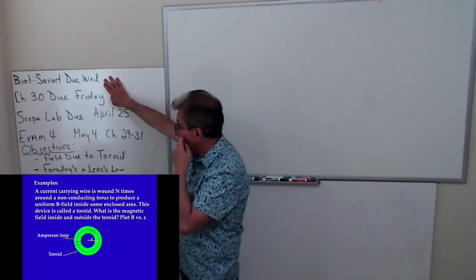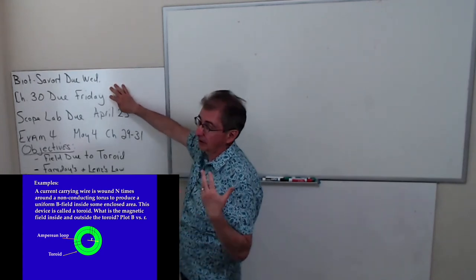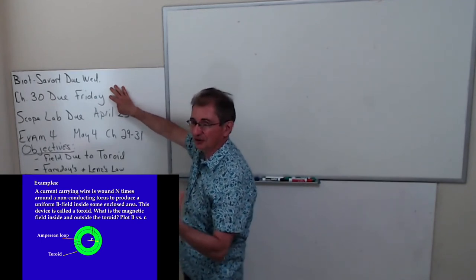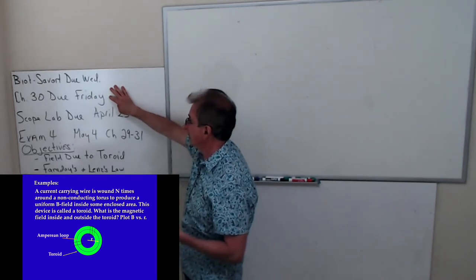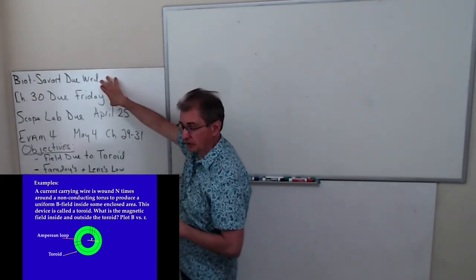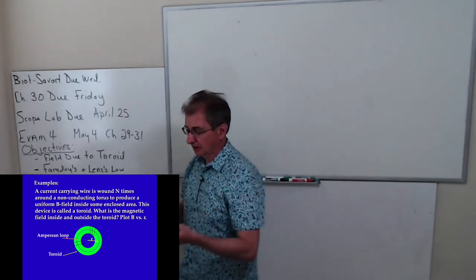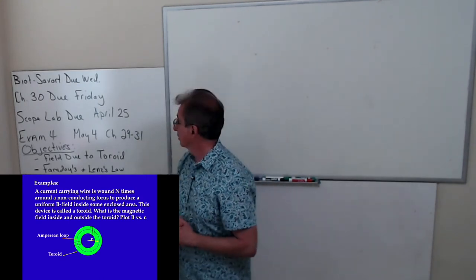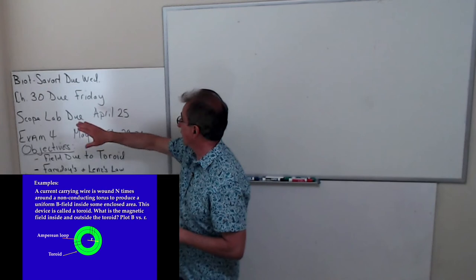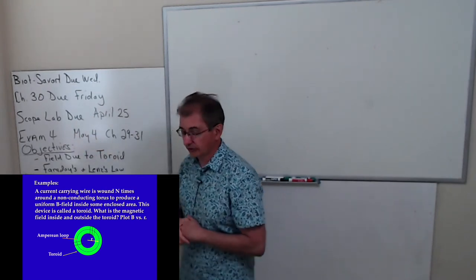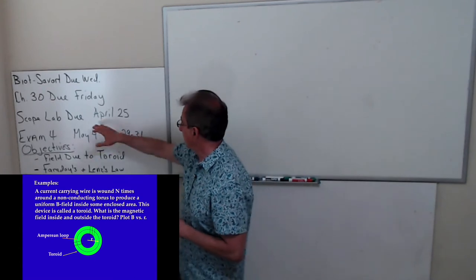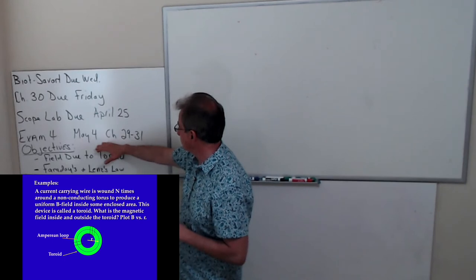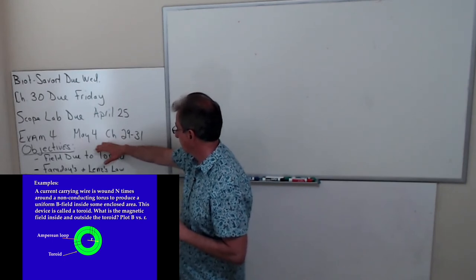Just reminders: Biot-Savart is due Wednesday, the worksheet, Wednesday night. I do have student help hours tomorrow, so you have time before you turn it in to ask me questions about the worksheet, because the second problem might be more challenging because of the geometry. The first and second problem use exactly the same process, just different geometry. Chapter 30 is due on Friday. The scope lab is due on the 25th. I don't think you should have too many problems with this one. Exam 4 is May 4th.